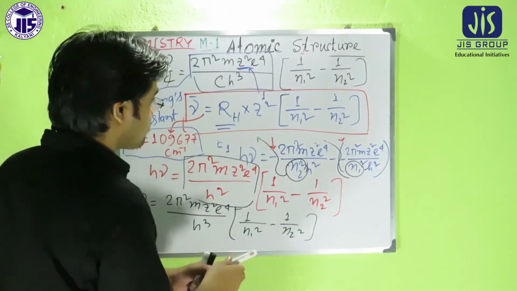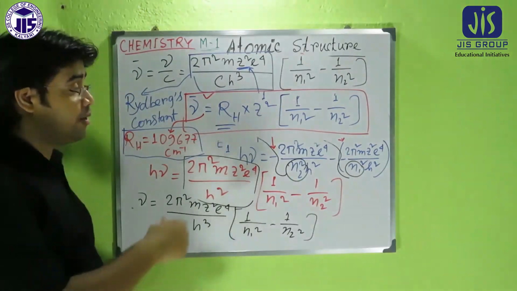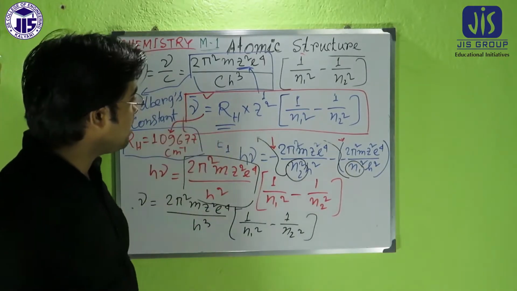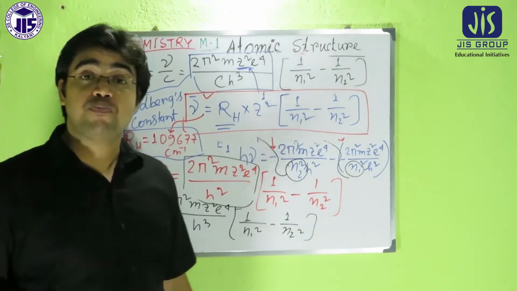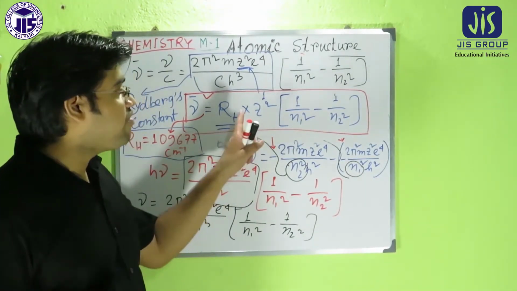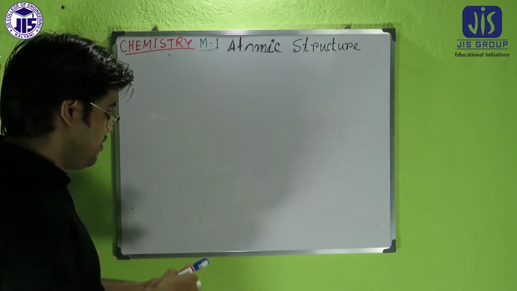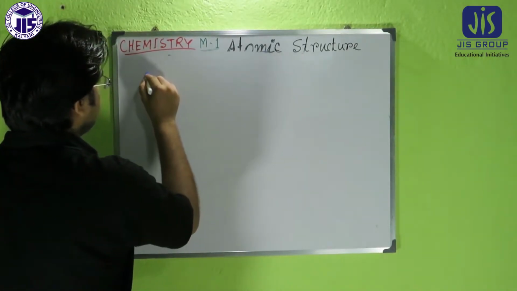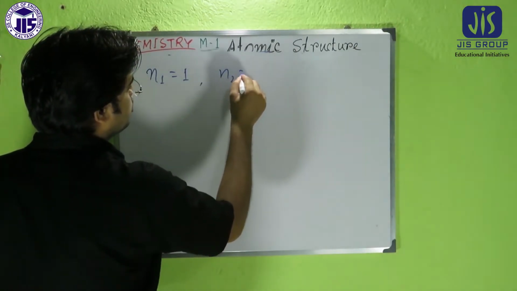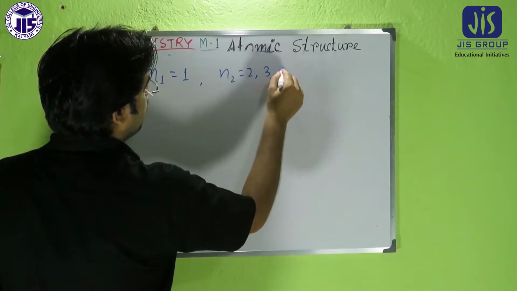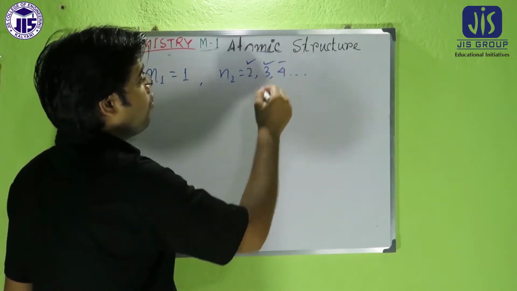But you have to keep in mind that equation because we have to use it in the next topic also. From there we can find out that there are some spectral series of the hydrogen atom, each with a particular name, and we will determine them from that equation. So there are some particular series. For the hydrogen atom, if we consider N1 equals 1 and N2 equals 2, 3, 4, etc.